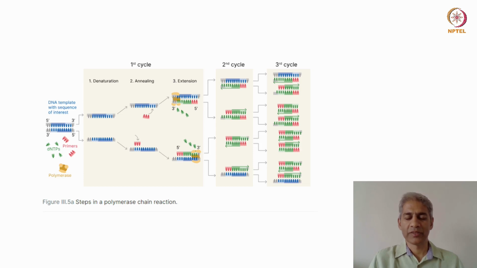DNA polymerase will bind to these strands and then it will start adding nucleotides from the 5' end to the 3' end. And so at the end of the first cycle, you start with 2 molecules of DNA and you end up with 4 molecules. And then you can just repeat the cycle. In the second cycle, you will go from 4 to 8 molecules and so on.